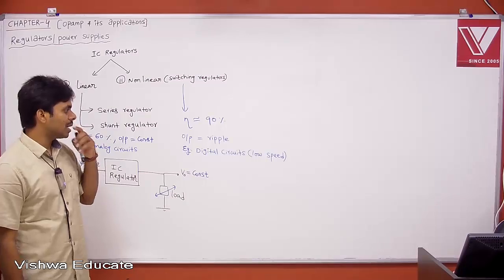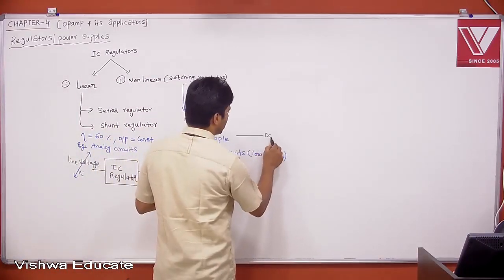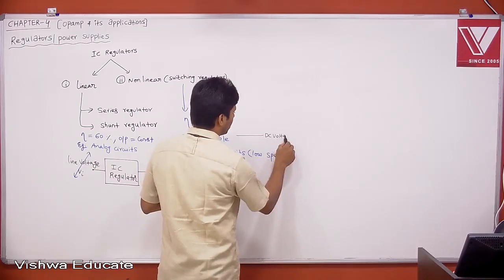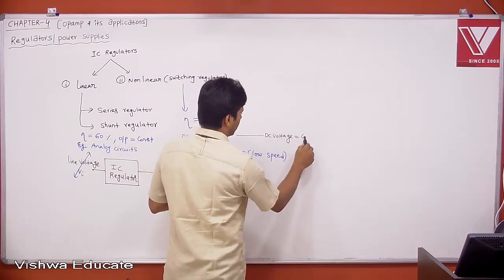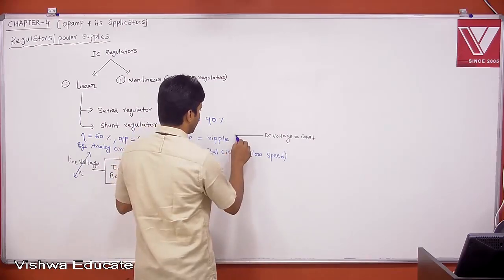On top of the DC voltage having ripple, that is fine. Therefore, the DC voltage is constant. But it will have some ripple.